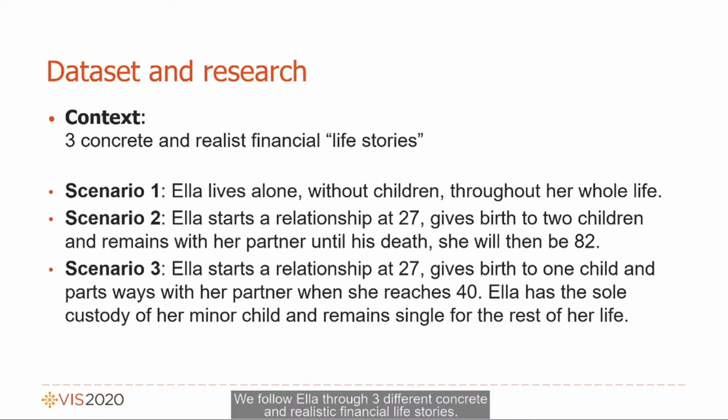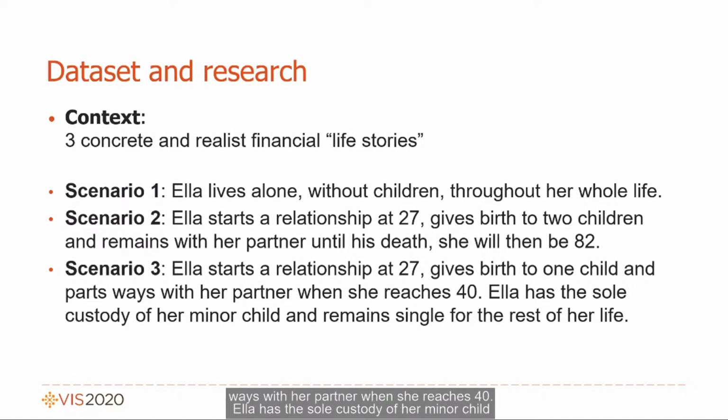We follow Ella through 3 different realistic financial life stories. Scenario 1. Ella lives alone, without children, throughout her whole life. Scenario 2. Ella starts a relationship at 27, gives birth to 2 children, and remains with her partner until his death. Scenario 3. Ella starts a relationship at 27 again, gives birth to 1 child, and parts ways with her partner when she reaches 40. Ella has the sole custody of her minor child and remains single for the rest of her life.